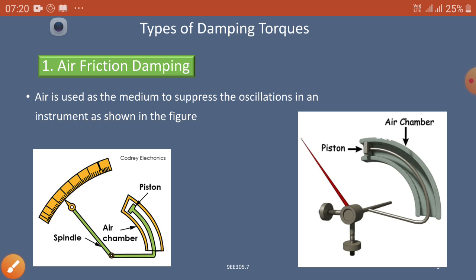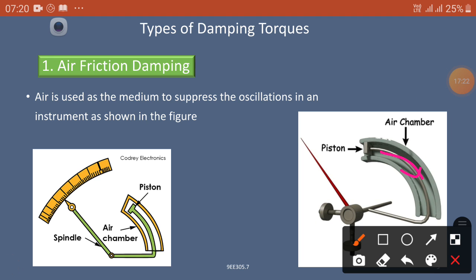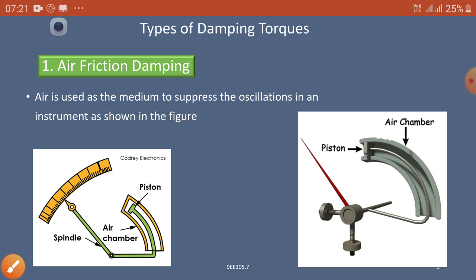Now what happens? Here is a closed one. This pin tries to move in this direction. Once it moves in this direction, the pointer will try to move in this direction. Once the piston is moving in this direction, a suction is created here. The suction doesn't allow the piston to move in this direction. Some opposing force is developed here. Due to that force, the pointer may not overshoot the final position. Okay, let us see one by one.